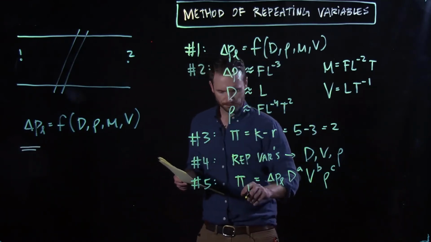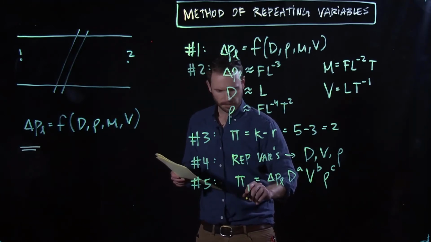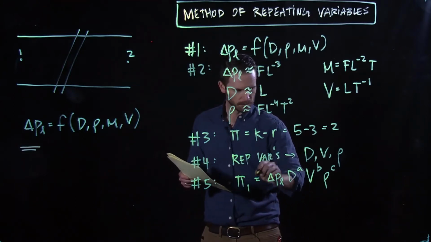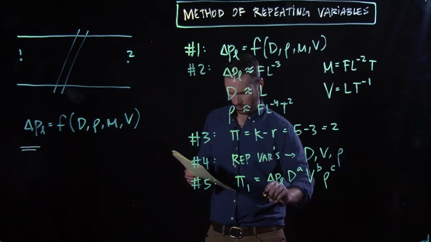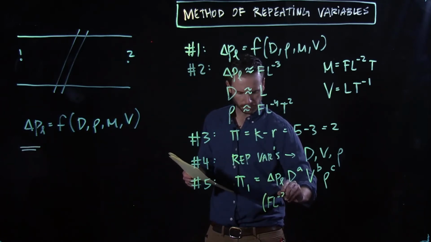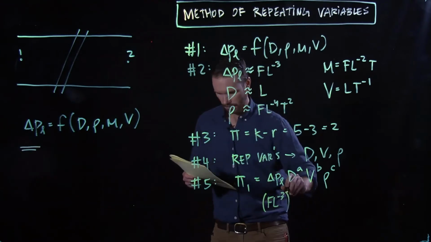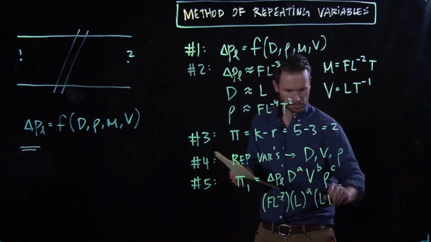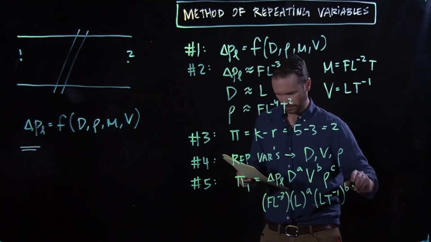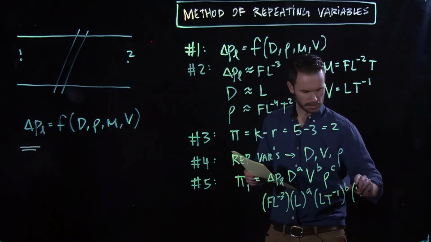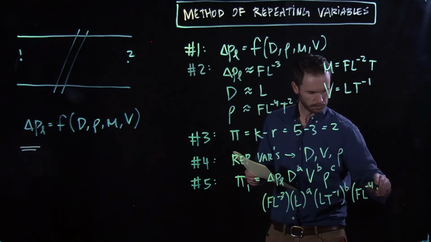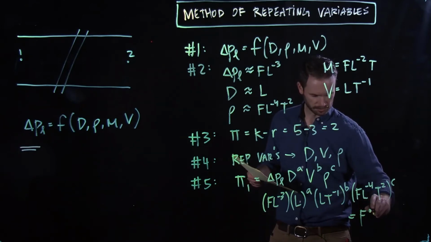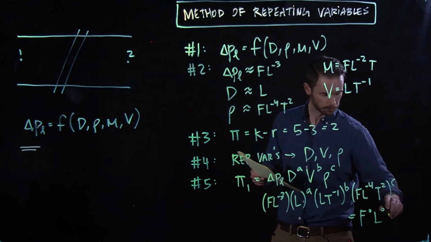Well, for force, right, and so we can write out this equation as such. So the dimensions of this term right here is F L^-3 times length to the A times L T^-1 to the B times F L^-4 T^2 to the C. And we know that this is going to be dimensionless. Or at least we don't know it, but that's what we're trying to make it.